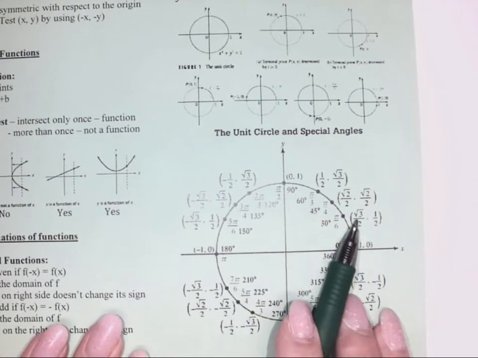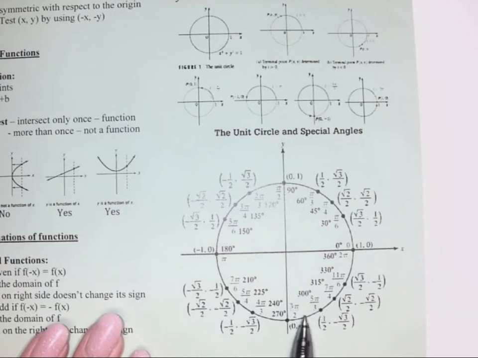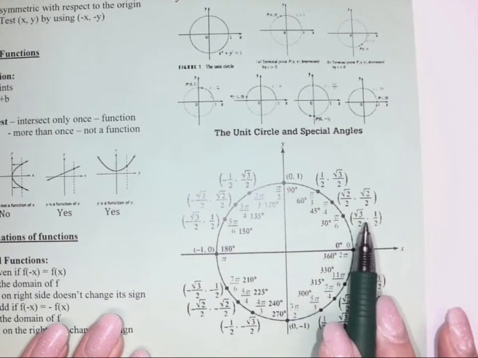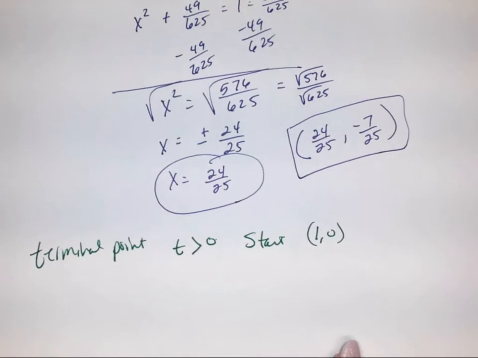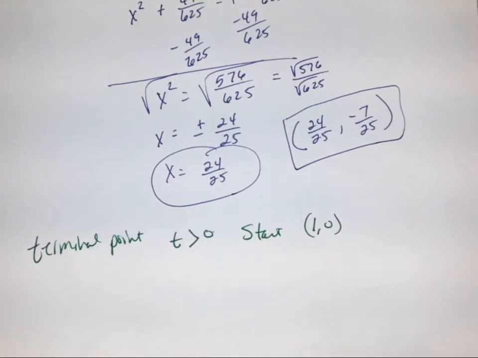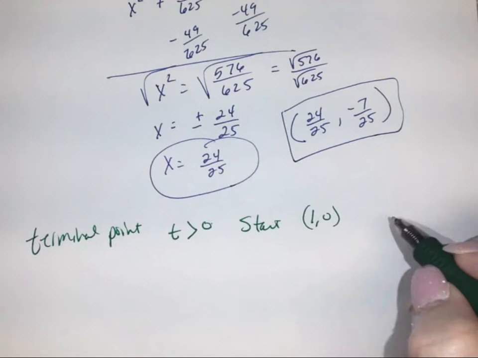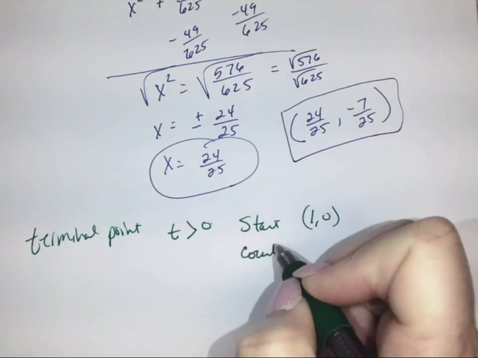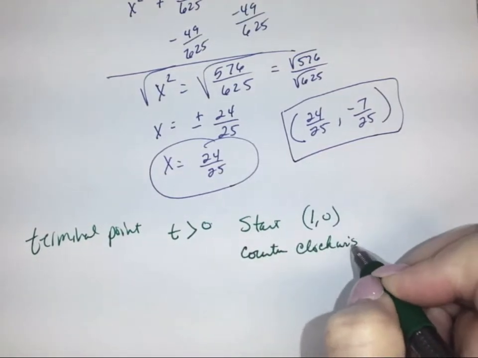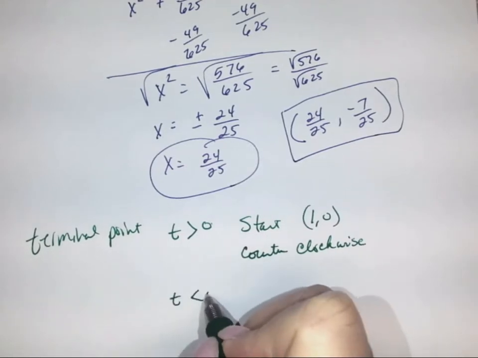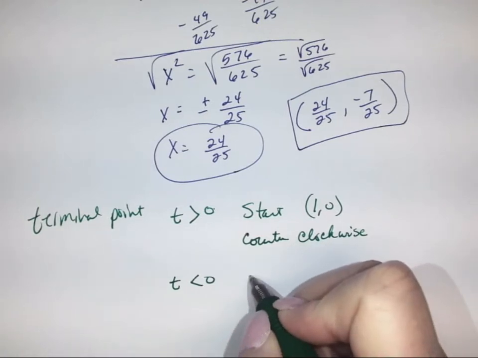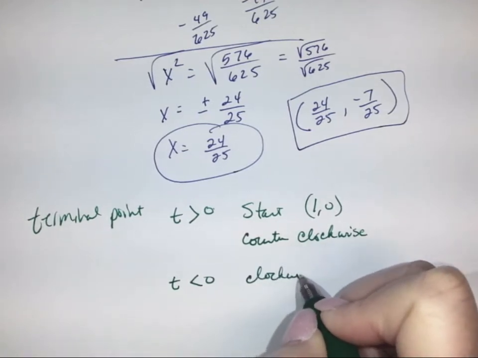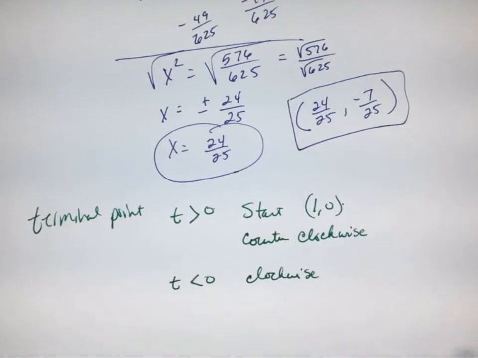So it's going to start here, and our t's will go this way if they're positive. If it's negative, it will go this way. So if we're looking at something that's positive, and the t is the distance, here it's going to go counterclockwise. If our t is less than 0, which means it's negative, then it will go clockwise. And it will still start at that same point.